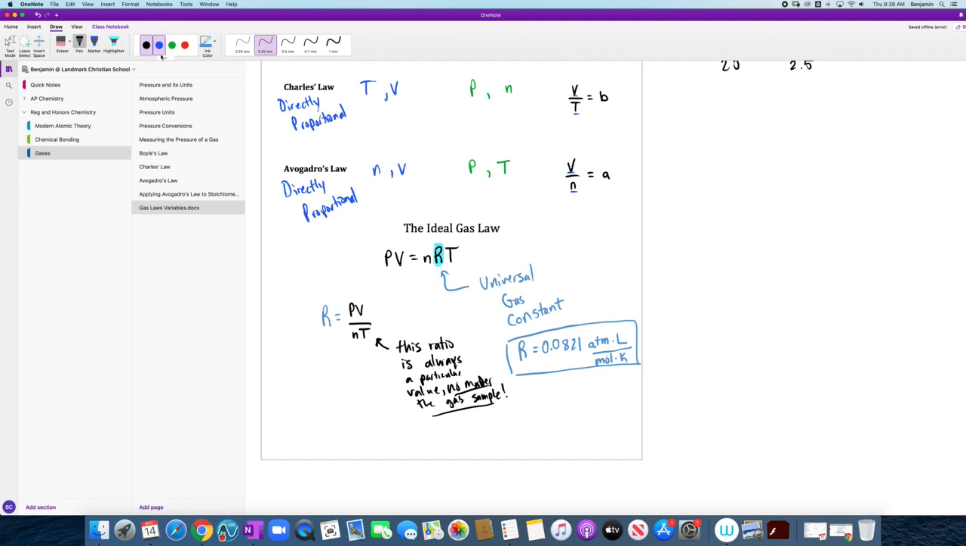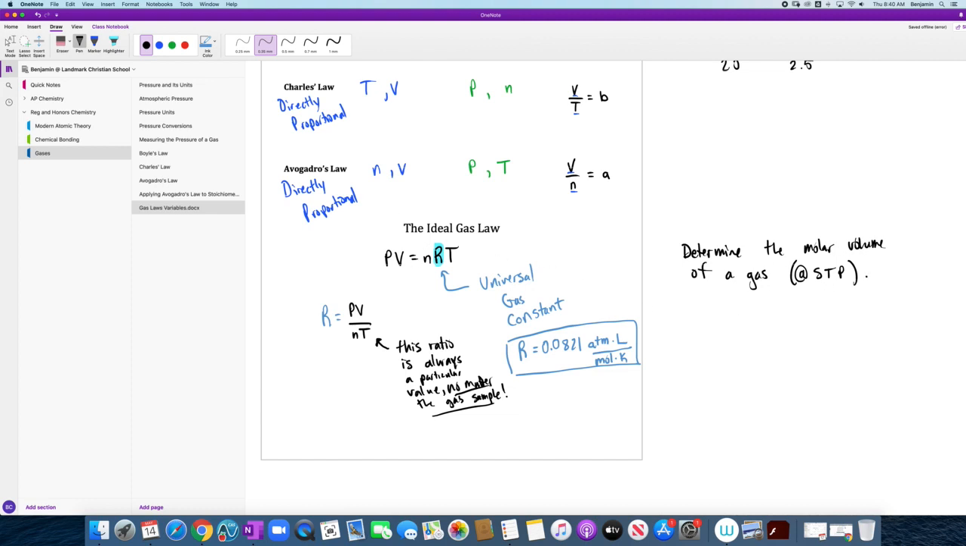But one particular application is to determine the molar volume of a gas. And often that's done at STP, standard temperature and pressure. So determine the molar volume of the gas.